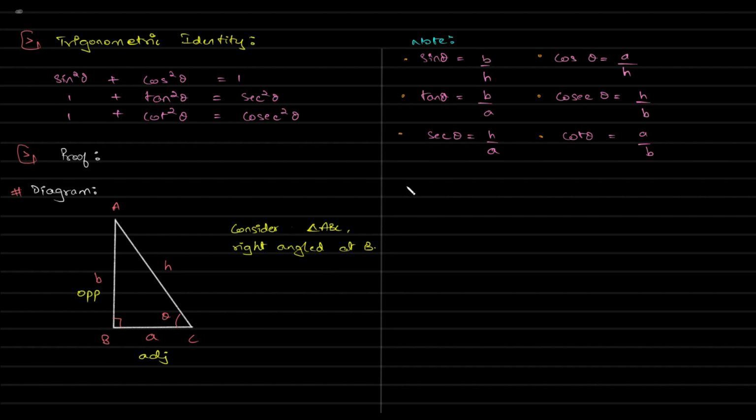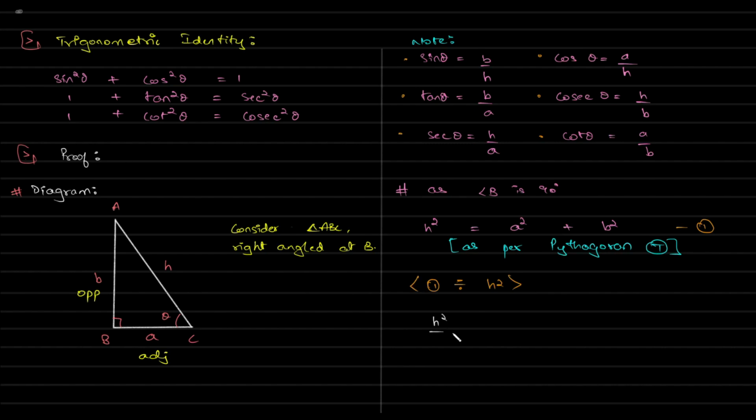Now, the next step is, as angle B is 90 degree, we have as per Pythagoras theorem, h square is equal to a square plus b square. This is as per Pythagorean theorem, right? We'll call this equation 1. So the very first expression, you can get it by dividing equation 1 by h square. If I do this, let's see what happens.